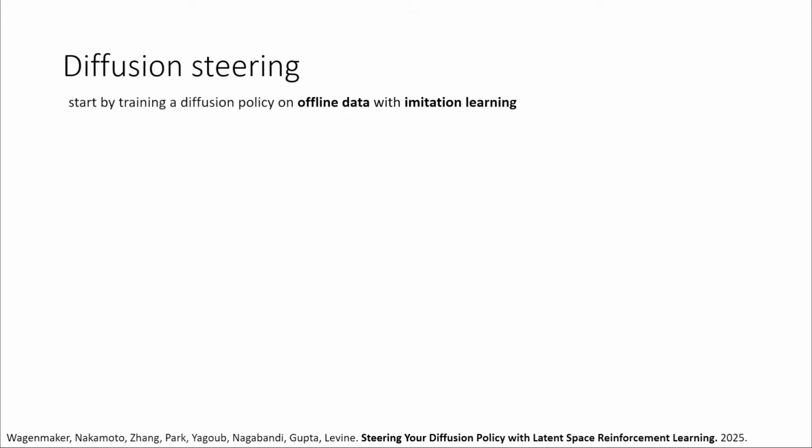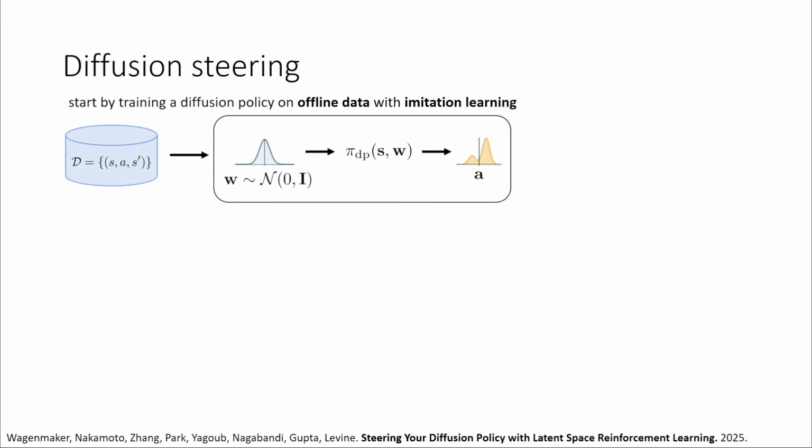So here's the idea. Start by training your diffusion policy with offline data using imitation learning. So basically all the stuff from the previous section, no RL whatsoever. Take your data, imitation learning, diffusion, and what do you get? You get a neural network that basically knows how to map Gaussian noise to reasonable actions.